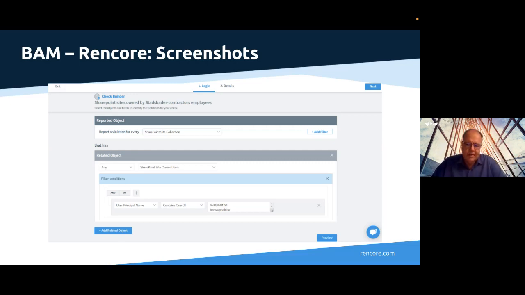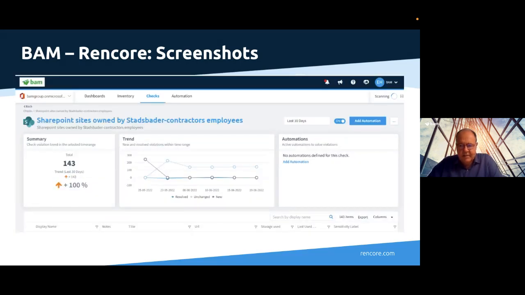If we go to the next image, this is what will happen after you save the check. It will start scanning. So you see now we had 143 SharePoint sites owned by Stadsbader Contractors employees. You see a trend line, which is also nice. And at the bottom, I removed all the names of the sites because I don't think that was adding value for you. But you see here the name of the site, the display name of the site. You can see some notes we made, which you can add. But you, for instance, also see how much storage is used, etc. If there's a sensitivity label on that site, yes or no.